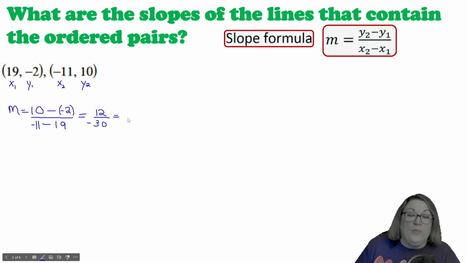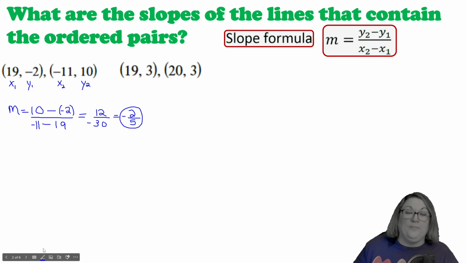All right, so now we need to simplify this. We can divide 6 into both of these. If I divide 6 into 12, I get a 2. And if I divide 6 into 30, I get a 5. So that's a simple way to find it. And so our slope is negative 2/5. All right, so that's a good one.